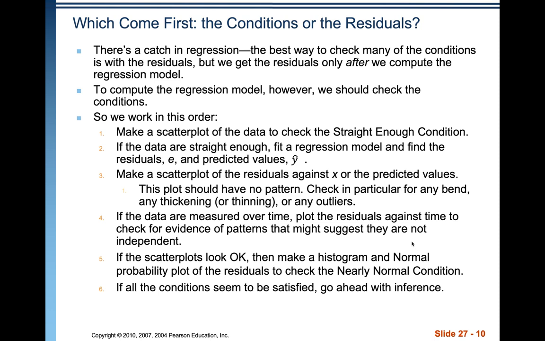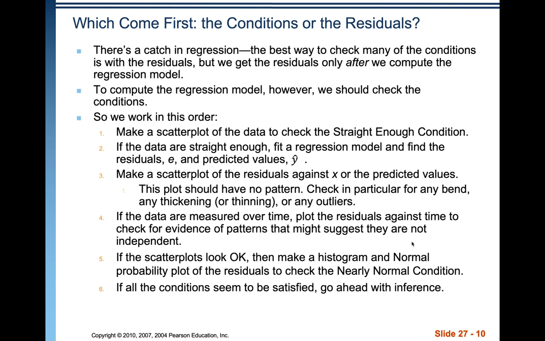So we do the work in this order. First, you make a scatter plot and check the straight enough condition. If the data are straight enough, you fit a regression model and find the residuals e and the predicted values y hat. Then you make a scatter plot of the residuals, or have your calculator do that, against x or the predicted values. This plot should have no pattern, checking in particular for any bend, any thickening or thinning, and any outliers.